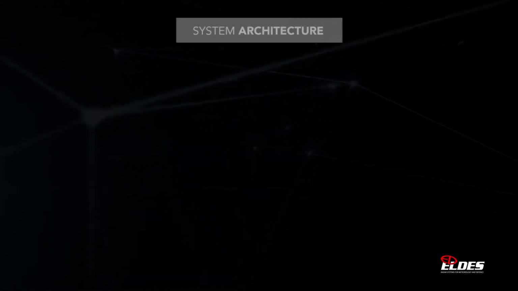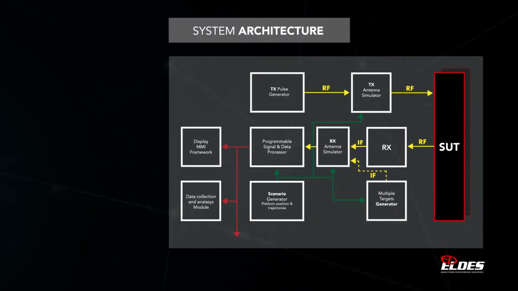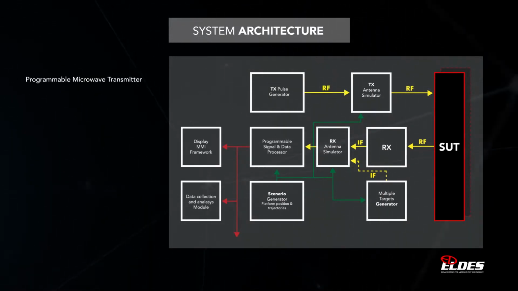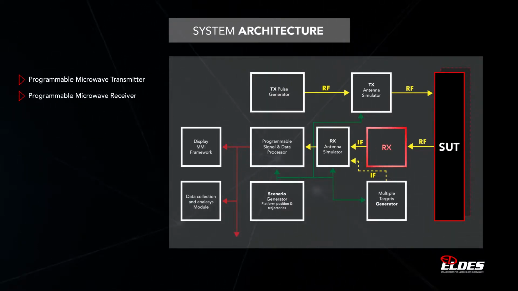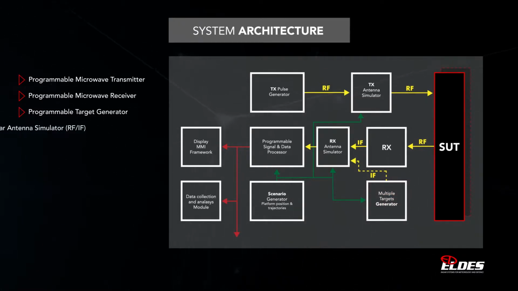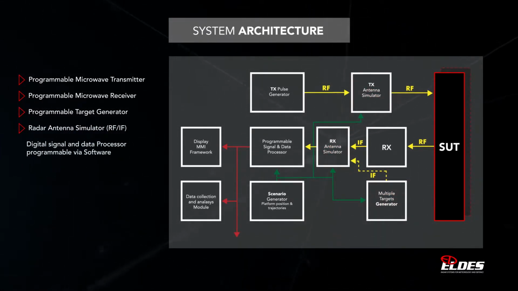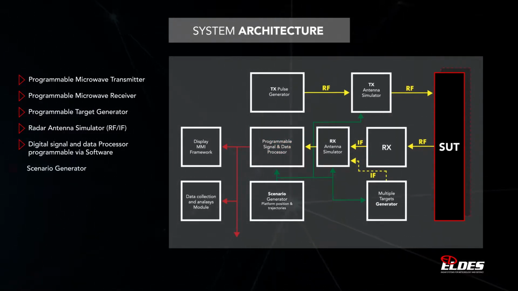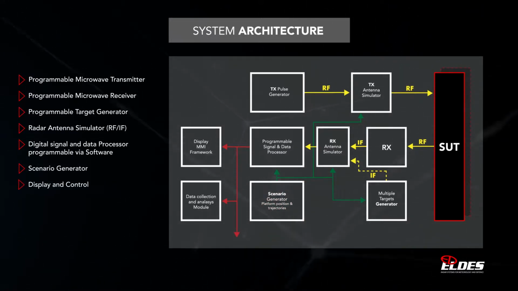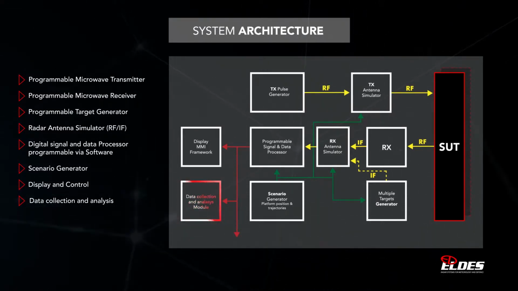The E-PRS, described as a simplified block diagram, is composed by a programmable microwave transmitter, programmable microwave receiver, programmable target generator, radar antenna simulator, digital signal and data processor programmable via software, scenario generator, display and control, data collection and analysis.